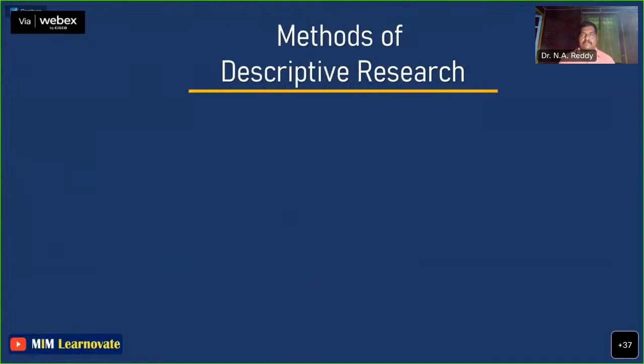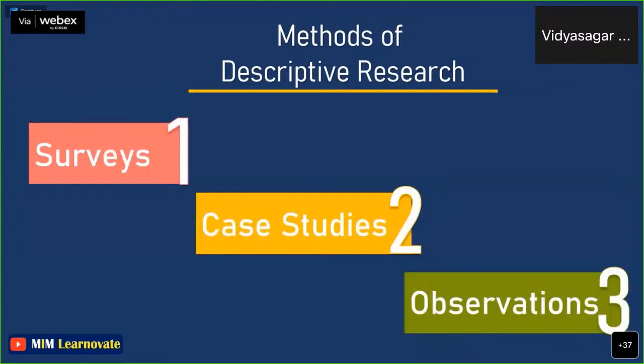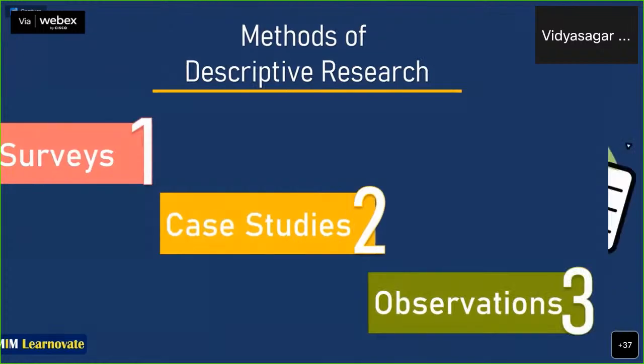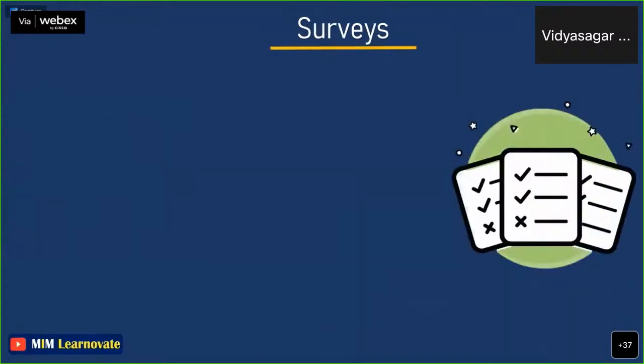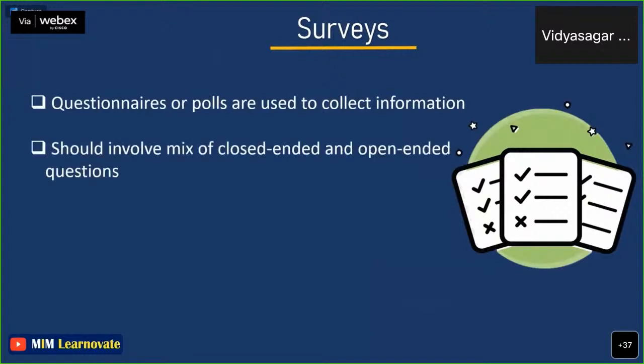There are 3 key methods used to carry out descriptive research: surveys, case studies, and observations. Surveys. In survey research, questionnaires or polls are used to collect information on a specific topic from respondents. Surveys should involve a mix of closed-ended and open-ended questions, as both have their own advantages.